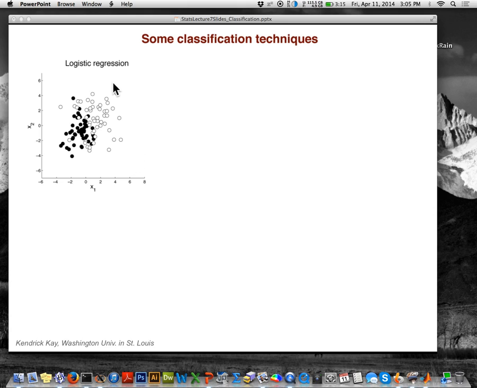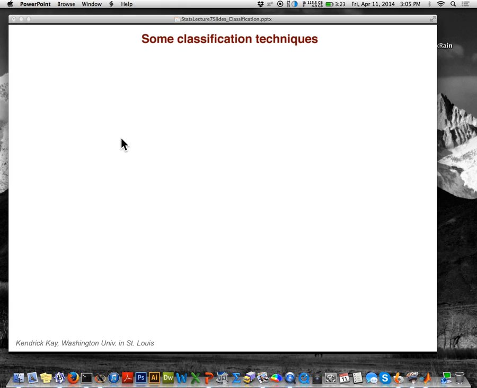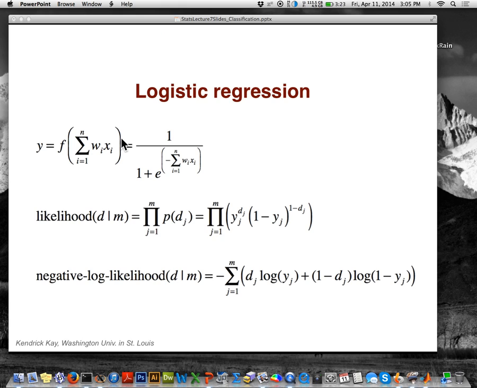But now let's think specifically about logistic regression. What logistic regression does is find some linear combination of X1 and X2 such that when you pass it through this little squashing function, it gives you a prediction that maximizes the likelihood of this data, where that means computing this formula and so forth.